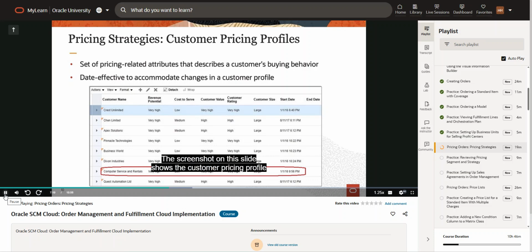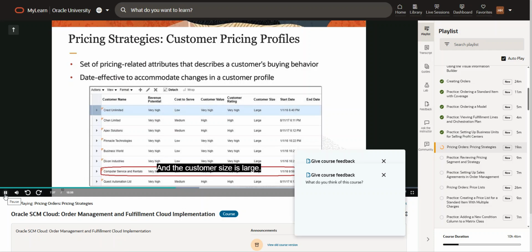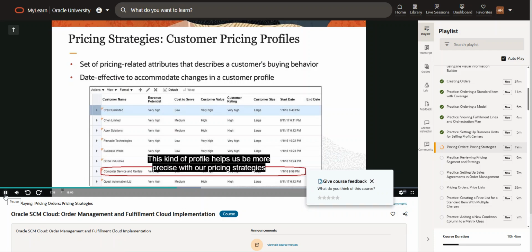The screenshot on the slide shows the customer pricing profile for computer service and rentals, effective starting date August 1st, 2015. Here are the profile values for the customer. Revenue potential is very high, cost to serve is set to low, customer value and customer rating are set to very high, and the customer size is large. This kind of profile helps us be more precise with our pricing strategies and segments.